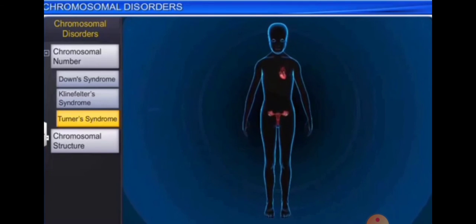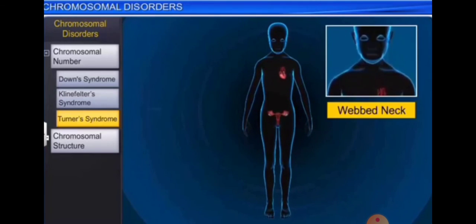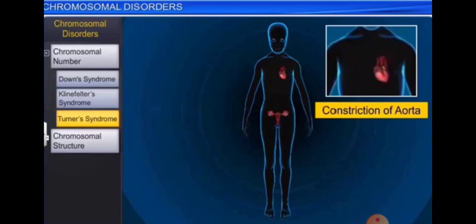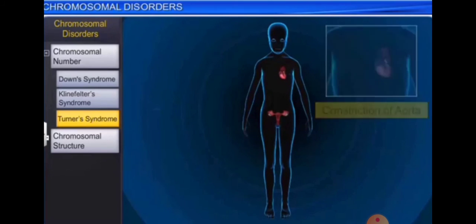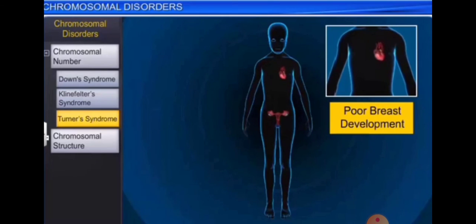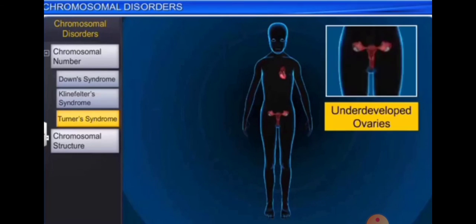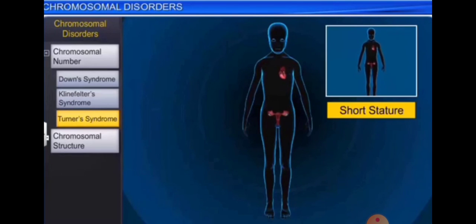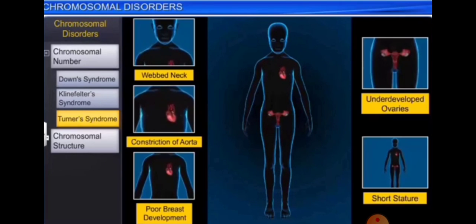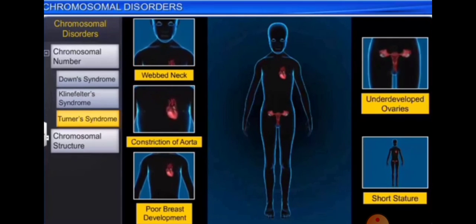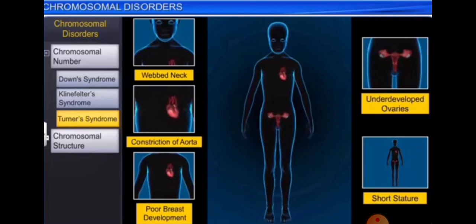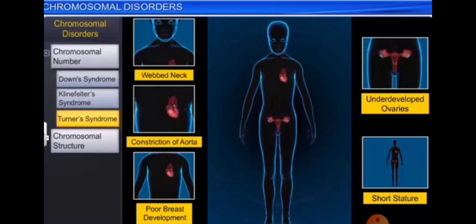Females with this syndrome show symptoms like a webbed neck, constriction of the aorta, poor breast development, underdeveloped ovaries, and short stature. The height will be small. Moreover, such females are usually sterile and have health problems like diabetes, hearing and vision problems, and also hypothyroidism.